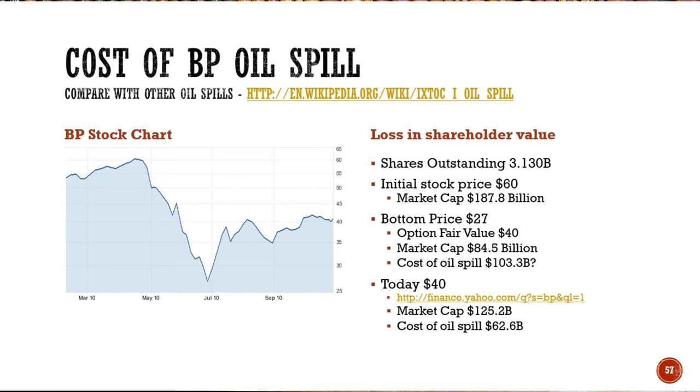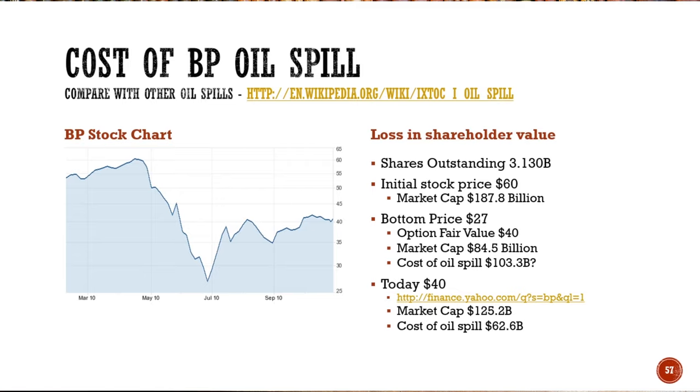The cost of the BP oil spill resulted in a loss of shareholder value of over $100 billion. That's the loss in market cap in just a few short trading days. And the reason this all happened was that they must have used a flimsy little piece of equipment that doesn't cost more than $500,000. And the question is, if they would have used better equipment, would this have been avoidable?